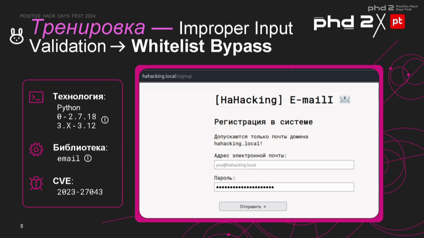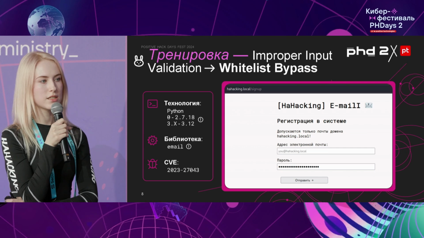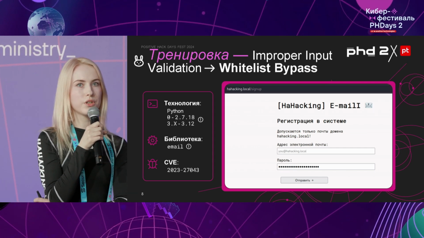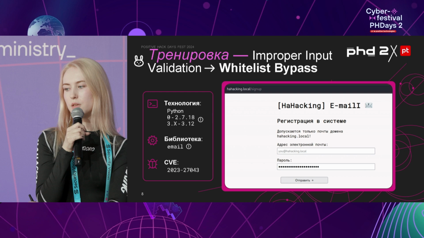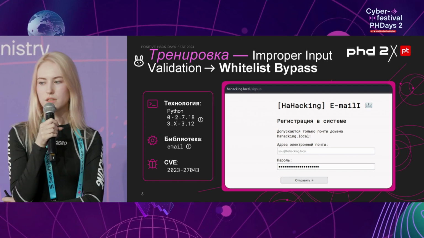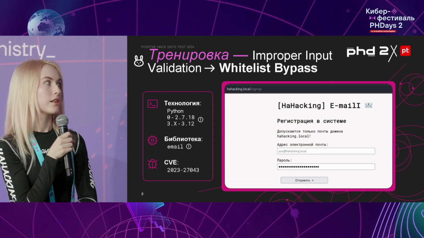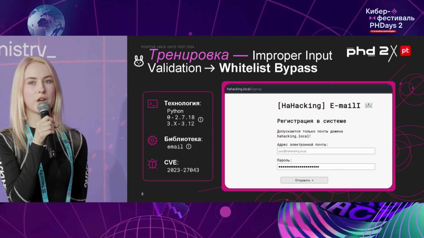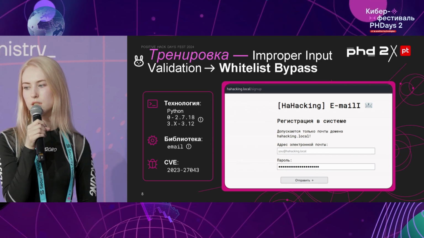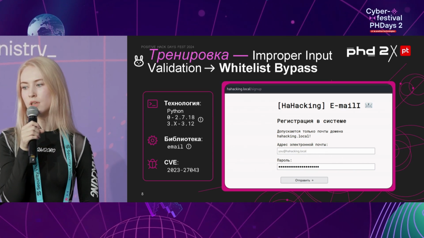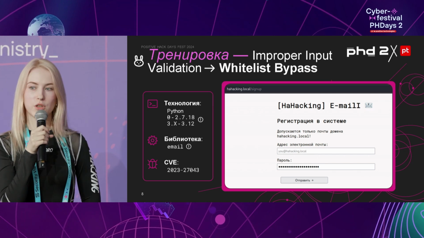Okay, now we'll have a look at what happens when parsing goes wrong. So we have a registration form in a system. Here we have a whitelist of domains, so you cannot register if your email address is beyond the domain hacking.local. It is developed based on the third version of Python, and for sending the letter on successful registration, you have the Python library.